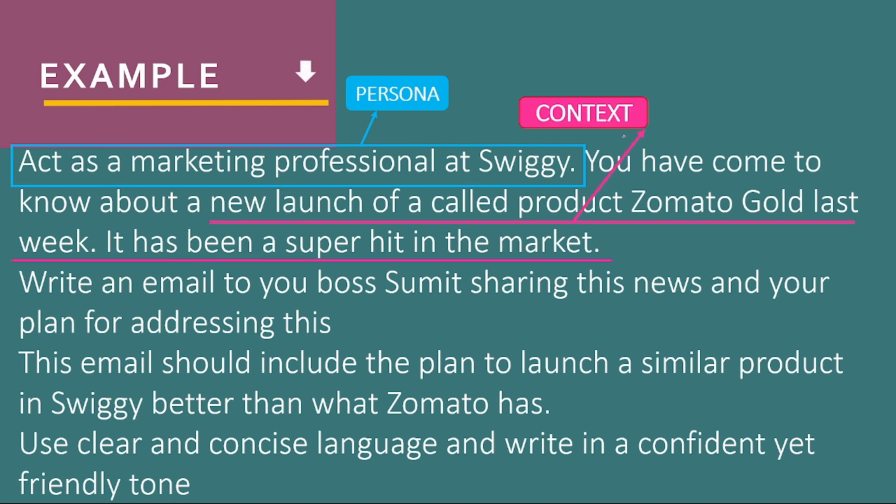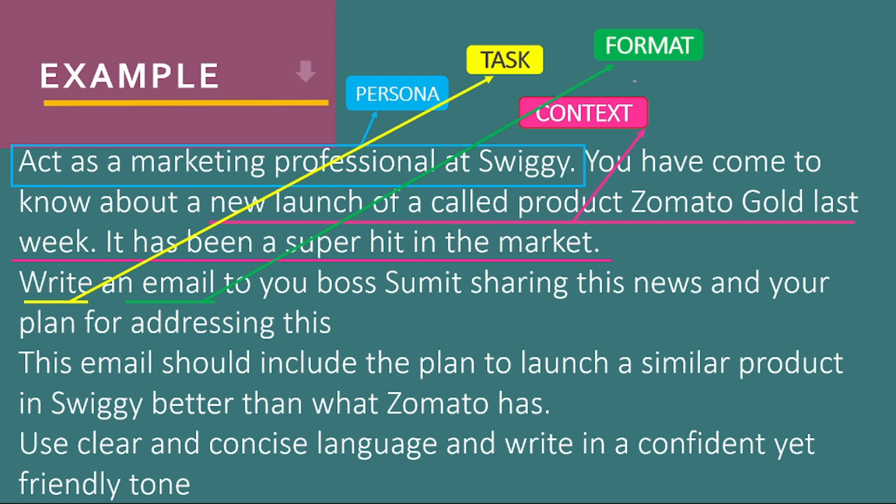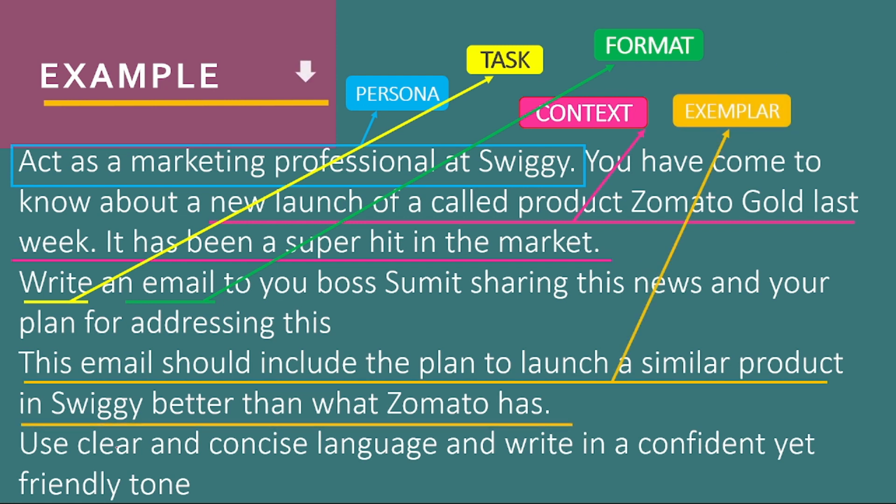And then you are setting a context. The context is that Zomato has launched a Zomato Gold product. Then you are stating a task: hey, write an email. So write is the task, and email is the format. Further, you are giving an example here. This email should include the plan to launch a similar product at Swiggy, better than Zomato. And at last, you are saying use clear and concise language, a confident but friendly tone. So this is called a tone. So you see all six parts of the prompt that you are going to write on the ChatGPT interface.